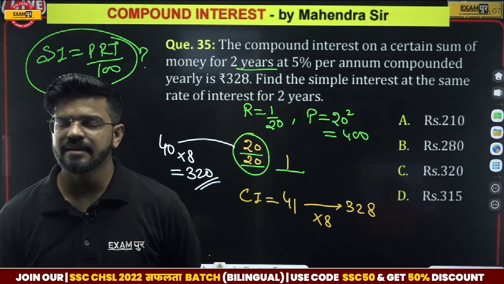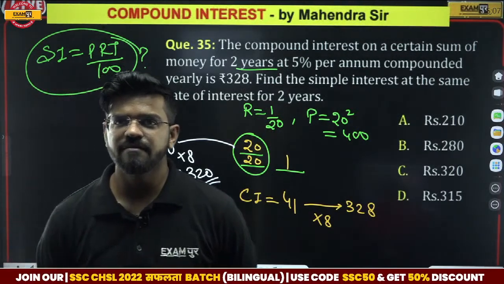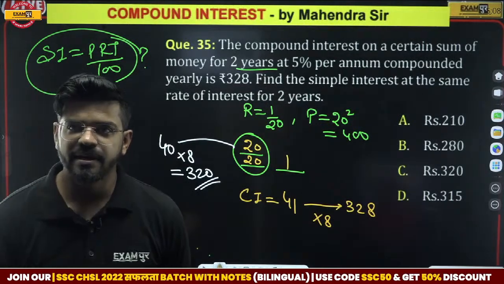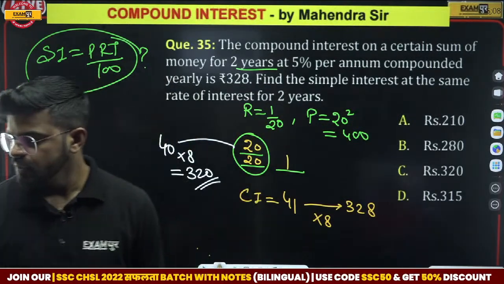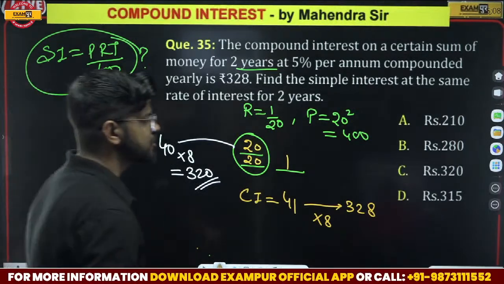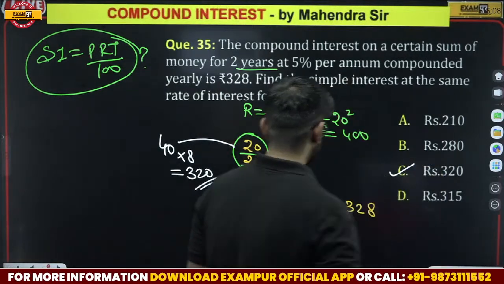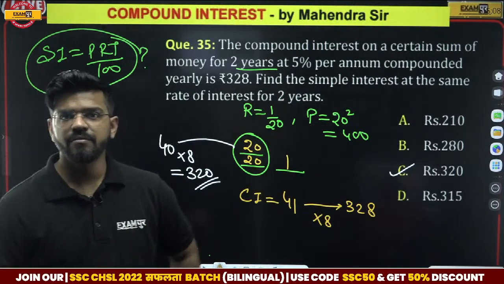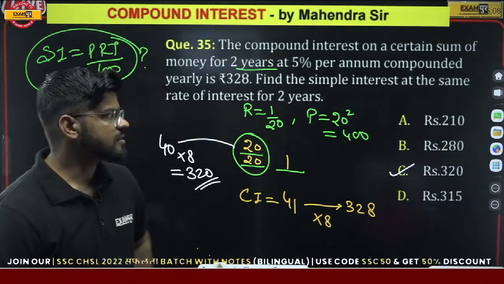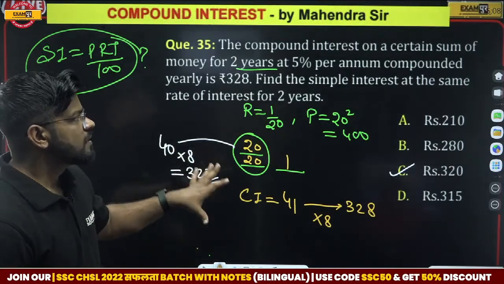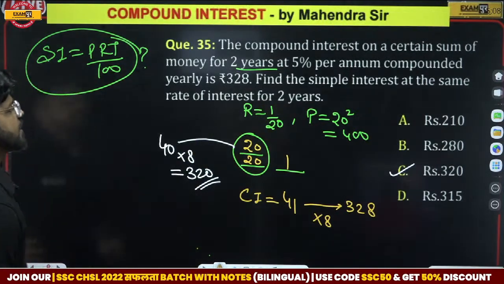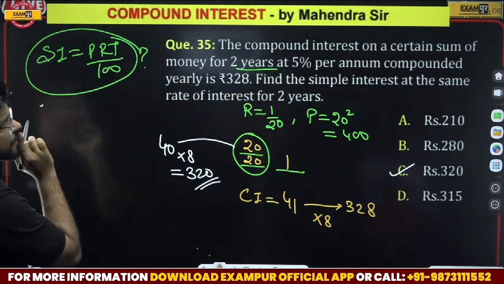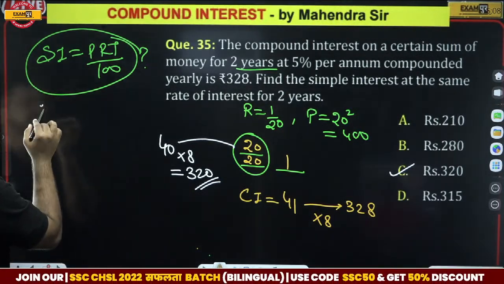I saw just one person have given the right answer. Sohani, yes, absolutely correct. 320 is the right answer, option number C. Clear to everyone? So this is how you have to calculate. So in the same question, if they have asked you what is the difference between CI and SI?